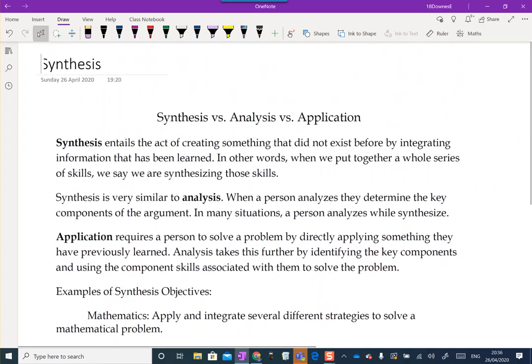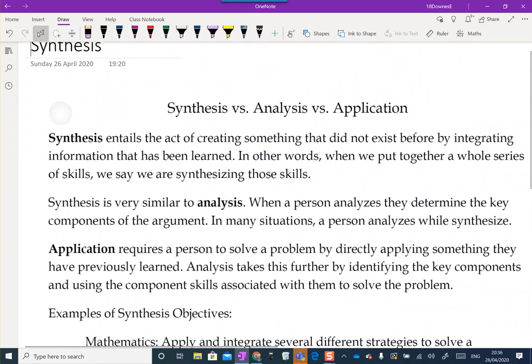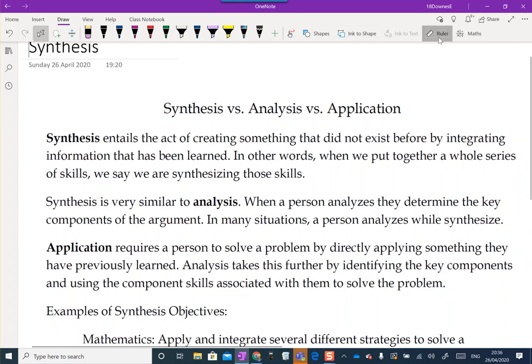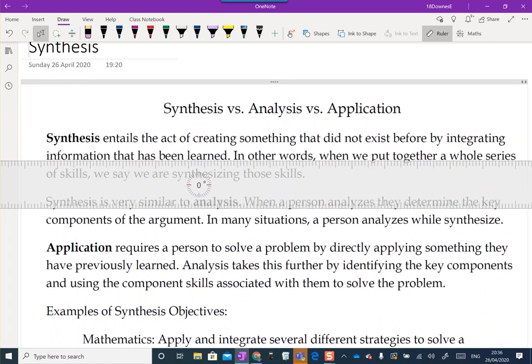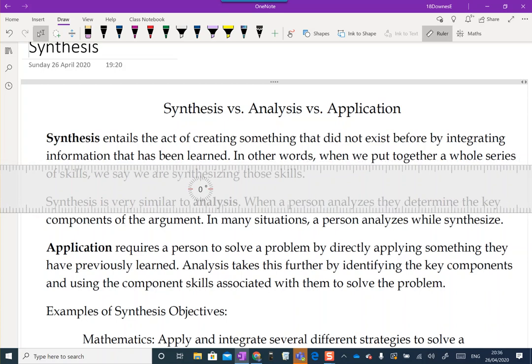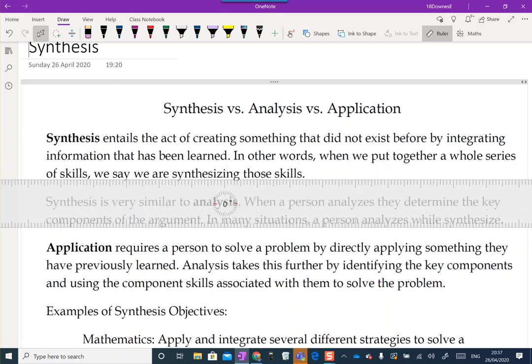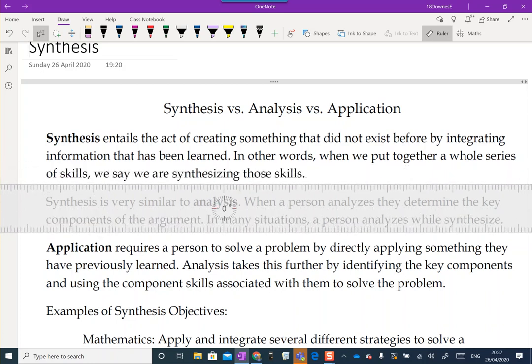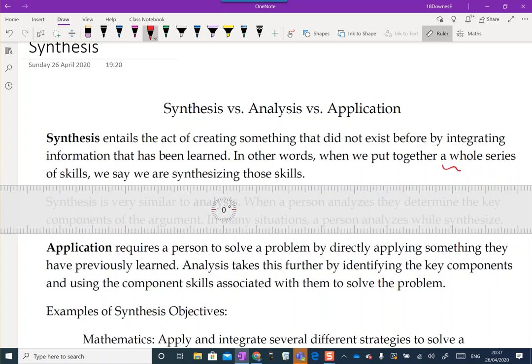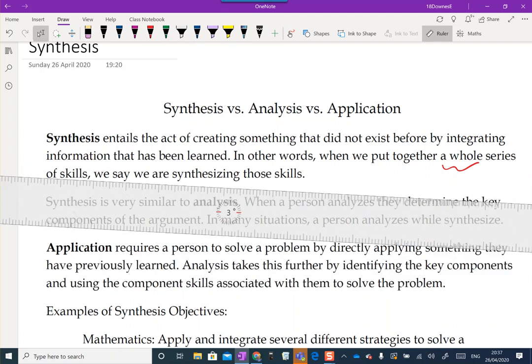Okay, and you'll have seen the word synthesis used quite a bit. So I just want to quickly talk about what's the role of synthesis in problem solving. So synthesis entails the act of creating something that did not exist before by integrating information that has been learned. So despite the fact that you've gone through your book and you've learned each and every section, you haven't synthesized it unless you've grown a rich mesh of connections between them all that you can use when you're problem solving to navigate through problems. So when you put together all the individual skills that you've learned, when we put together a whole series of skills, we say that we are synthesizing those skills. Okay.